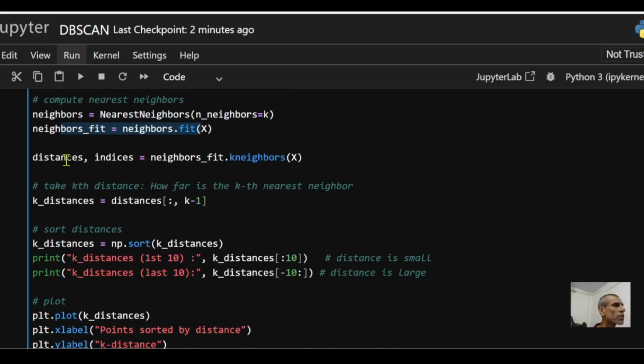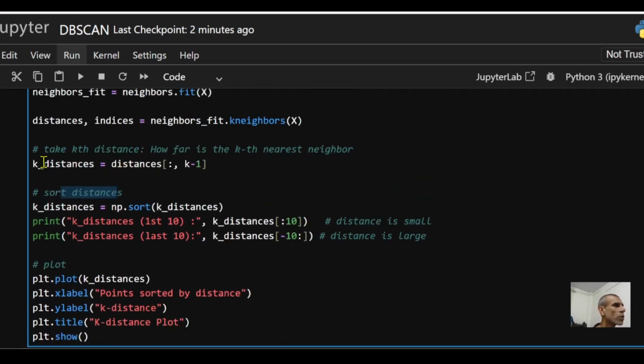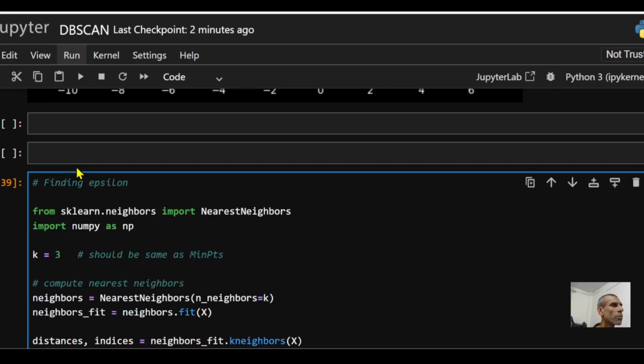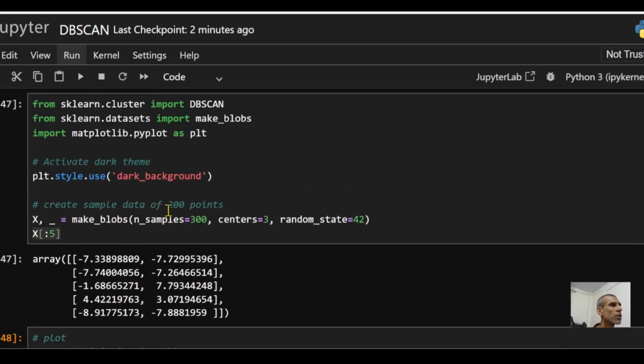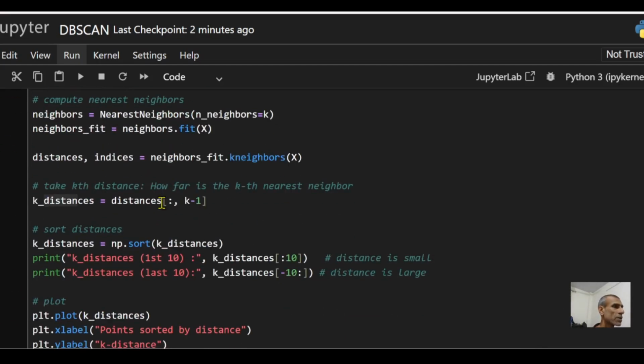And then it's going to find the distances and indices for each one of them. So what I'm doing, I'm taking the kth distance. In other words, I'm finding out how far is the kth nearest neighbor. That's what this k distance is. So it basically gets that information, and then I'm sorting them for every single point. So this is telling the kth distance for every single point. It will have 300 distances, 300 k nearest distances, because I created 300 points.